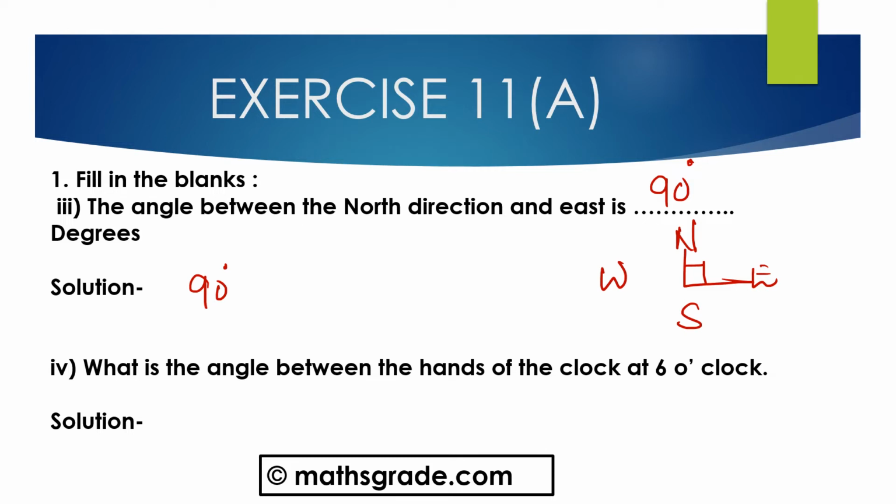Fourth bit: what is the angle between the hands of the clock at 6 o'clock? This is 12, 3, 6, 9. At 6 o'clock, the hands form a straight line. So a straight angle is equal to 180 degree. So the angle between the hands of the clock at 6 o'clock is 180 degree.